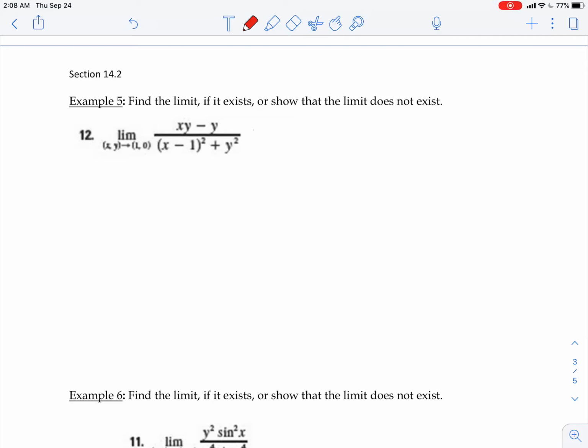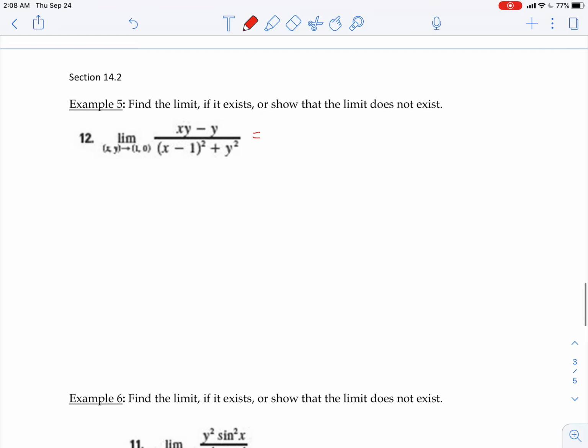Alright, so example 5, again, find the limit. And again, I'm going to go ahead and substitute in 1 and 0. So I substitute in 1 and 0 for x and y. I'm going to get 1 times 0 minus 0 over 1 minus 1 squared plus 0 squared. And you see that I'm going to get 0 over 0.